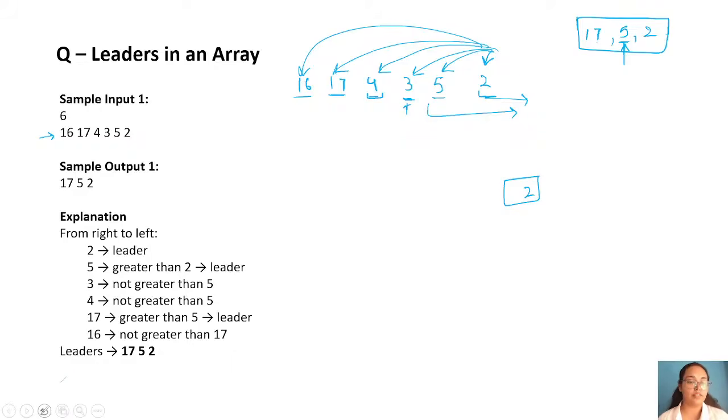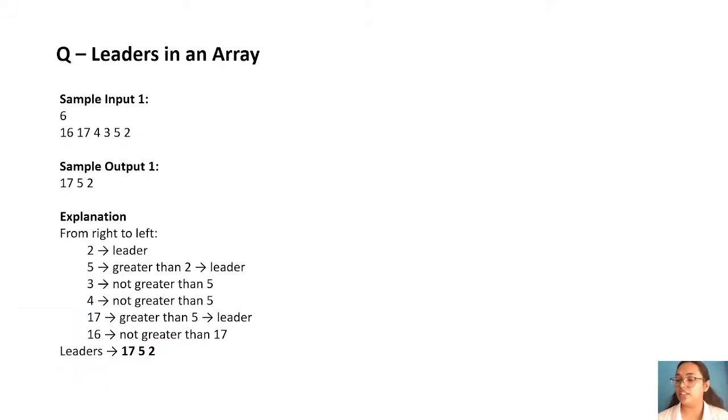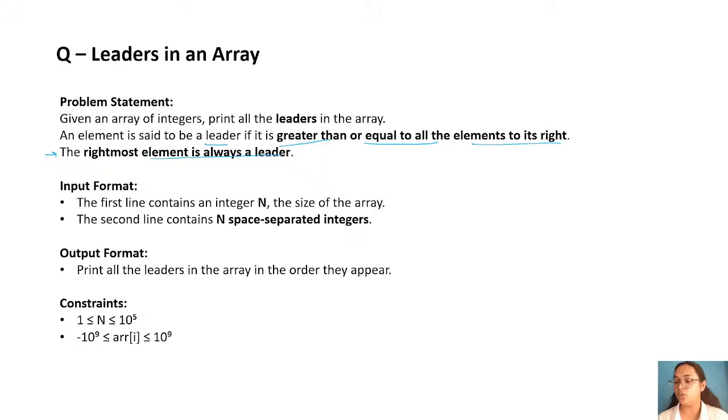These are the three leader elements in this particular given array. Okay. I hope this is clear. Any doubts in understanding the question?